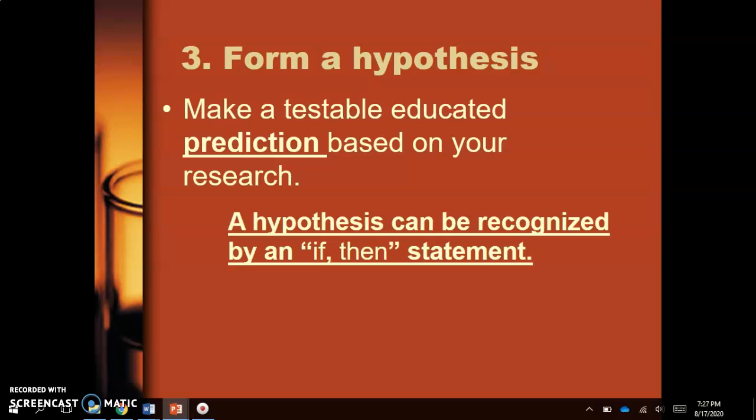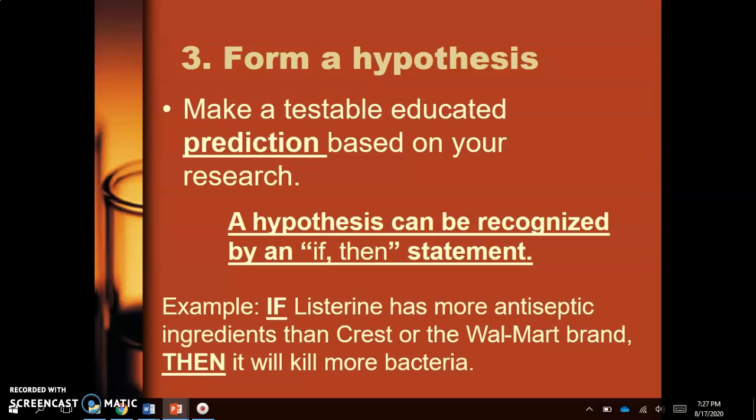It can always be recognized as an if-then statement. So if we are going to state a hypothesis, we will say, if this happens, then this will be the result. And what do I mean by that? So in this particular example, we say, if Listerine has more antiseptic ingredients than Crest or the Walmart brand, then it will kill more bacteria. Okay, so you can always spot a hypothesis by observing the if-then statement. And if I ask you to give me a hypothesis, you're going to want to write it this way in particular.